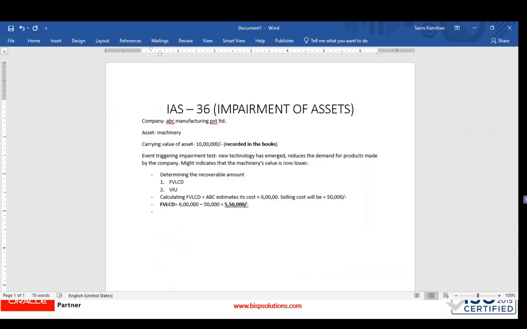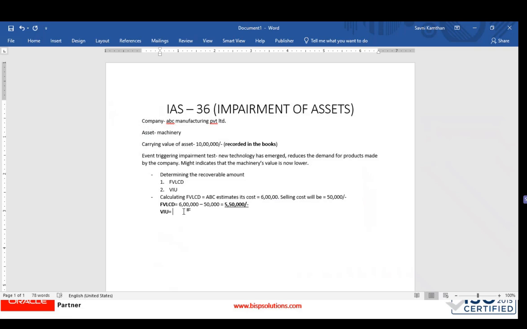Then comes our VIU, which is value in use. We have to calculate this also. So ABC expects the machinery to generate 2 lakh in cash flow each year for the next 3 years.